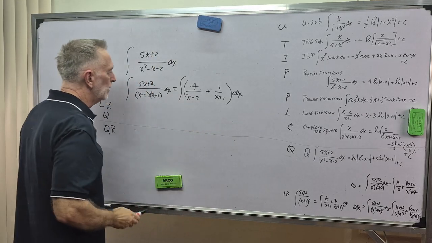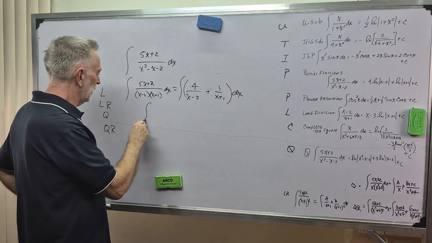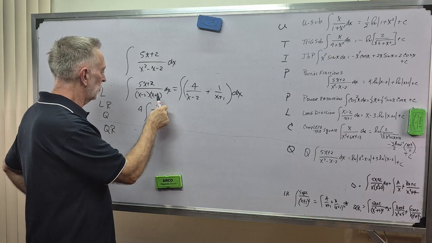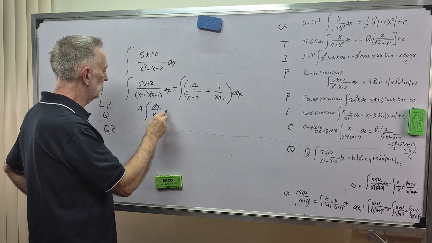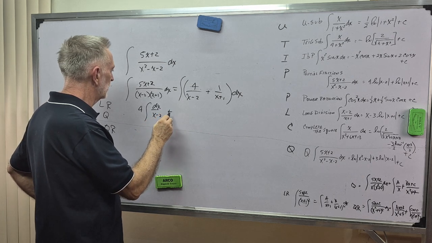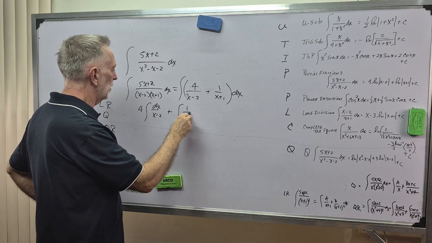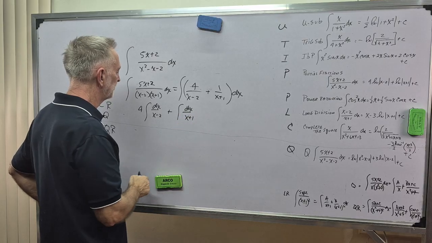All right. I like to break things into multiple integrals. So I have the integral of 4, bring that to the outside, dx over x minus 2, plus the integral of 1 dx over x plus 1.